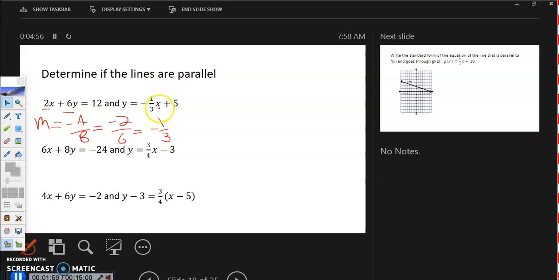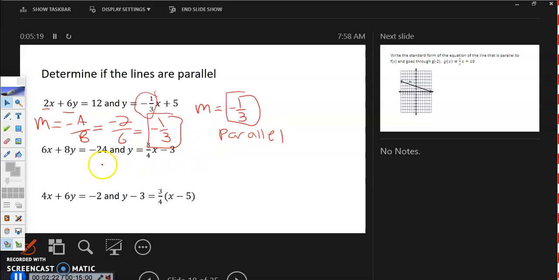For the second equation, since it's in slope-intercept form, all I have to do to find the slope is see what is attached to x. In this case, the slope for the second equation is m equals -1/3. So we ask ourselves again, how do these two slopes compare? In this case, they are the same, so we're going to say these lines are parallel.